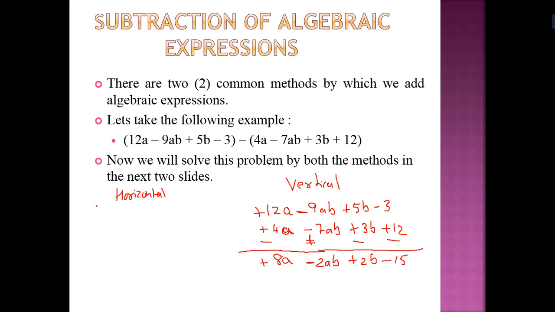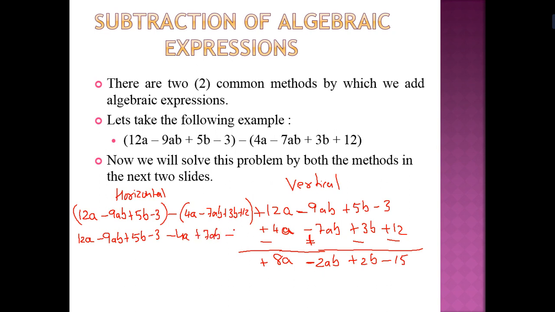Now in the horizontal way, what are they doing? In the horizontal way, open the bracket first. So 12a minus 9ab plus 5b minus 3, minus 4a minus 7ab plus 3b plus 12. Now I open the bracket first. So 12a minus 9ab plus 5b minus 3 minus 4a plus 7ab minus 3b minus 12.